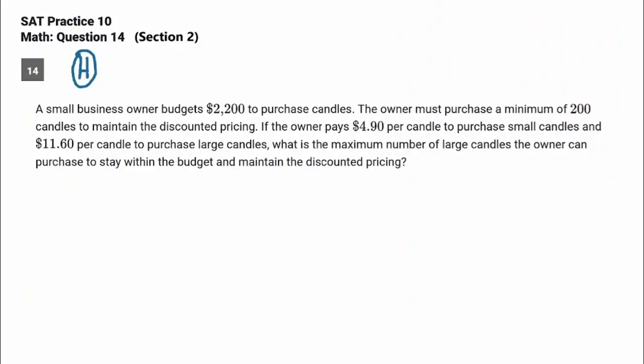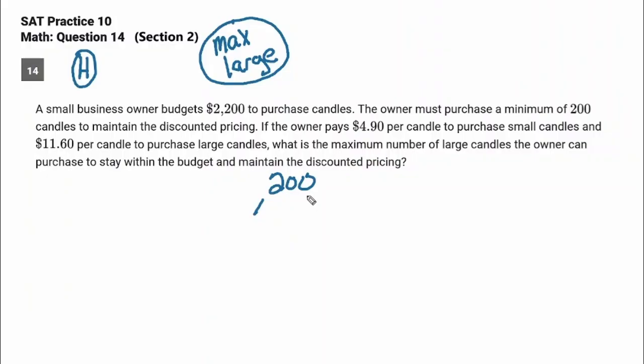So exactly what are we looking for here? Let's write it down. We're looking for maximum large. Guys, if you came here for algebra, I guess I got good news and bad news depending on how you look at it. You do not need to do any algebra to get this problem right, and you shouldn't. Just figure out what's going on. How many candles is it? It's 200. And we know that it's either going to be large or small. The large are $11.60. The small are $4.90.